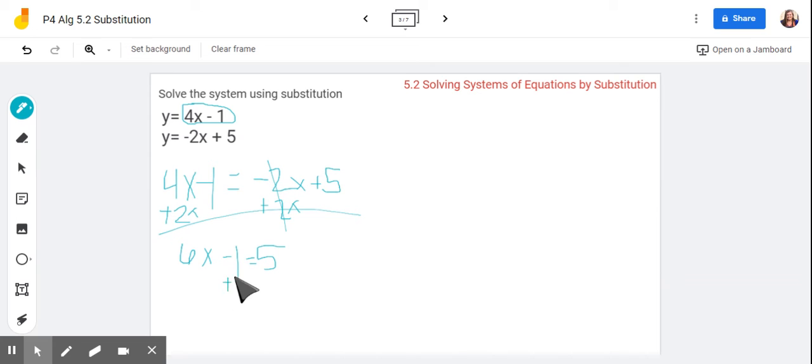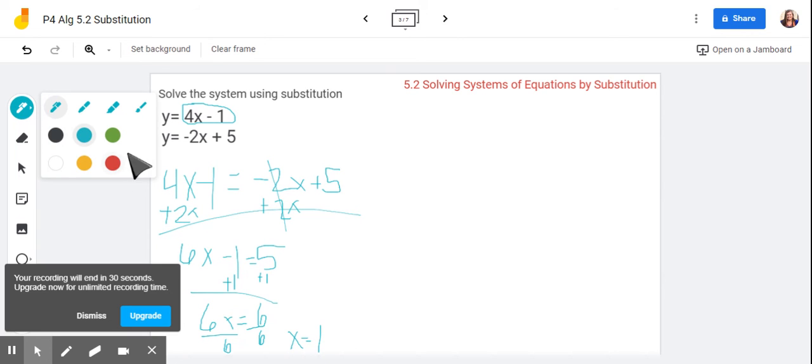Now I'm going to add 1 to both sides to get the x by itself, and I get 6x equals 6. Now to get the x by itself, I'm going to divide by 6 on both sides, and I get x equals 1. Now I'm going to solve for y.